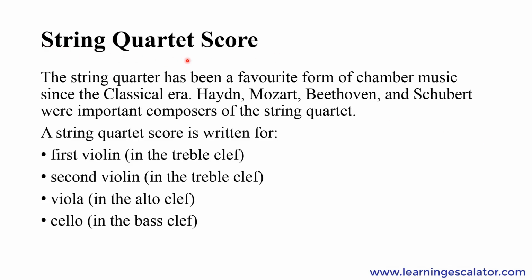String quartet score. The string quartet has been a favorite form of chamber music since the classical era. Haydn, Mozart, Beethoven, and Schubert were important composers of the string quartet. The string quartet score is written for first violin in the treble clef, second violin in the treble clef, viola in the alto clef, and cello in the bass clef.